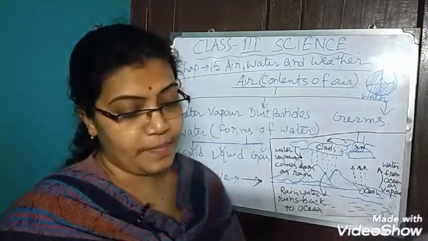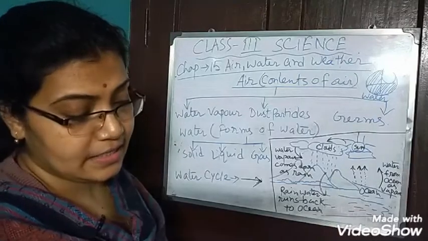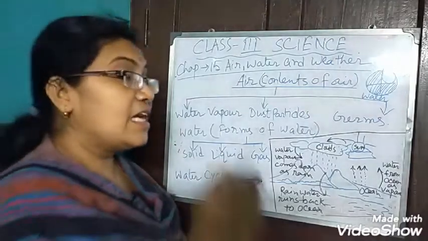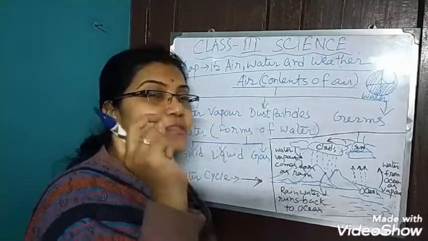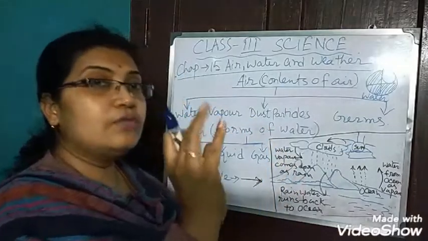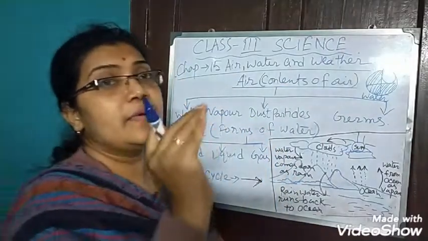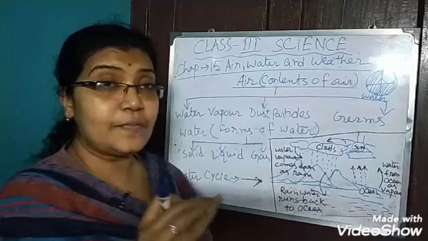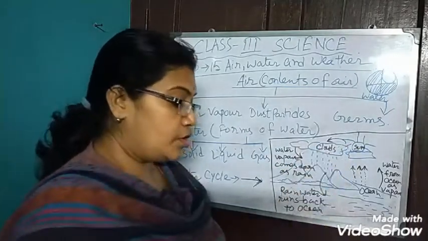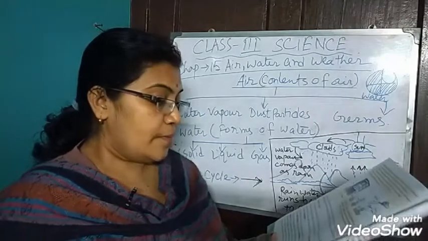When these tiny droplets along with dust particles cool down, they further form clouds. When the very small particles of water are cooled down, they all come together with the dust particles and make the clouds.